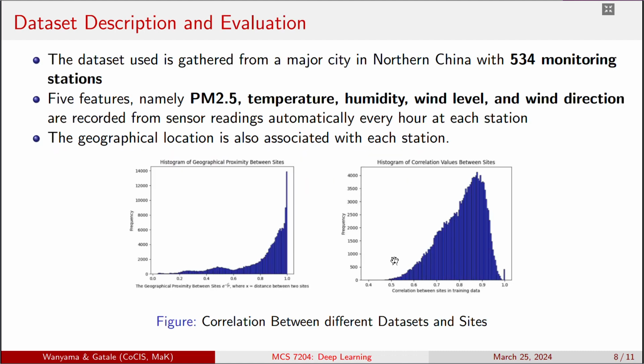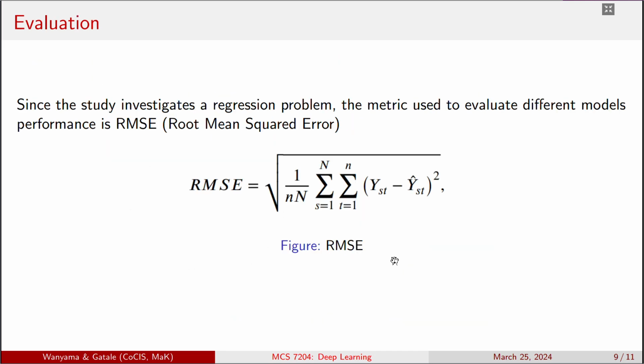About the dataset they used, there were 534 monitoring stations and 5 features were extracted. As you can see, the PM2.5, temperature, humidity, wind, plus the location, which is the latitude and longitude. So the graphs that you see there show different correlation for the sites. The first one shows the geographical proximity between the sites, and the other one shows the correlation values between the sites. Their models were evaluated using the root mean square error, which we have all studied.